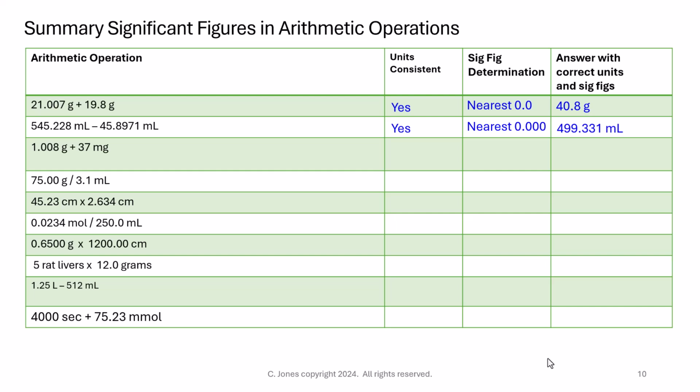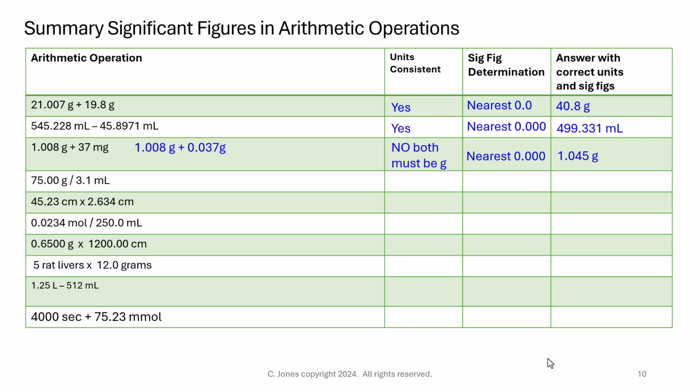Next one, 1.008 grams plus 37 milligrams. Are the units consistent? No, both must be in grams. But we can do that by converting milligrams to grams. And so now we have 1.008 grams plus 0.037 grams. And now both of these are 3 places past the decimal point. So our final answer is 1.045 grams.